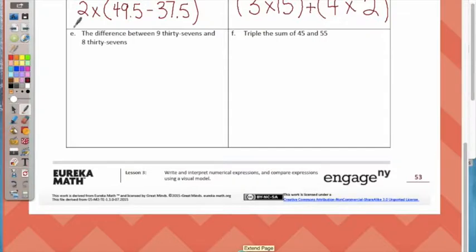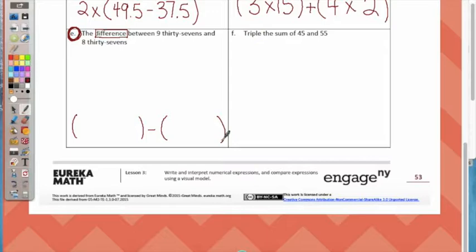Put a circle around this and really pay careful attention, because the first one on your exit ticket is just like this, only the numbers are different, okay? Now, this says the difference between 9 37s and 8 37s. So here's what your expression looks like. Don't start with the tape diagrams yet because it's a little different. We're going to have 2 tape diagrams on this one. So how is this different than the last one we did? You're subtracting. I'm subtracting. That's the only difference.